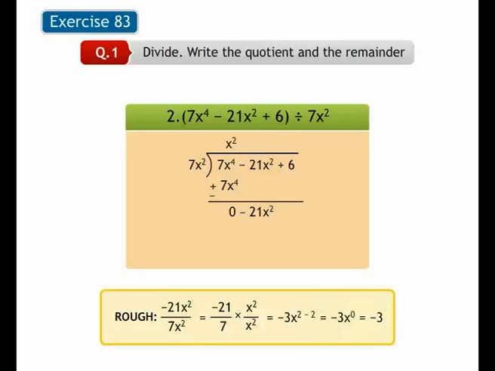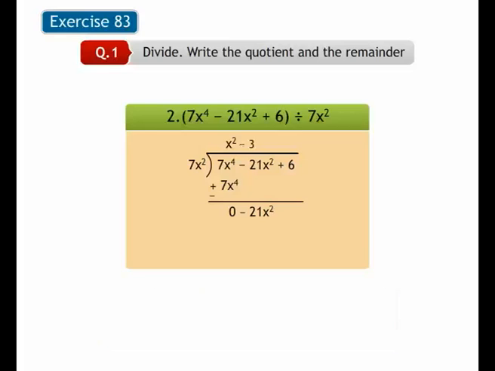Now we will write minus 3 as the second part of the quotient above the line and the product of 7x raised to 2 and minus 3, that is the product of the divisor and the quotient, which is equal to minus 21x square, exactly below the second part of the dividend. Changing the sign of the monomial written below the dividend for subtraction, and after subtracting plus 21x square from minus 21x square, we get 0.